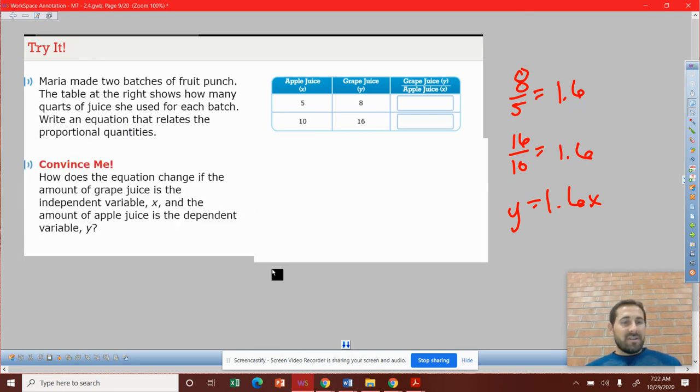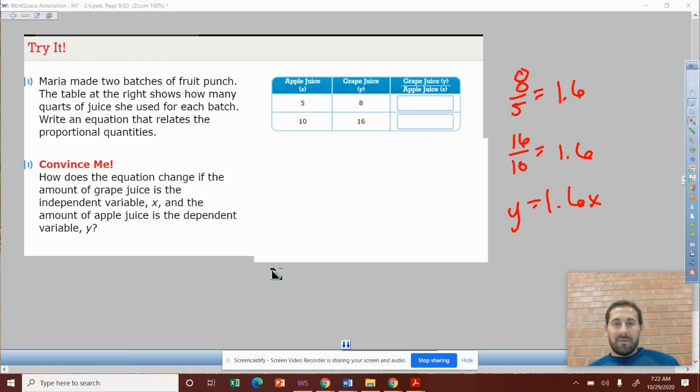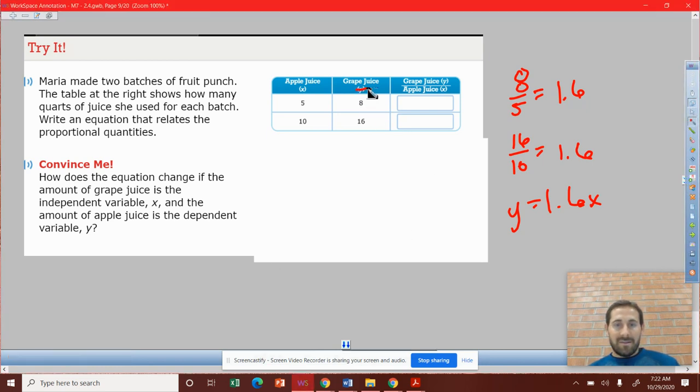So here's another question, an extension, so to speak. How does the equation change if the amount of grape juice is the independent variable x, and the amount of apple juice is the dependent variable y? So again, they're saying this is not the y, this is the x, this is not x, this is y. So we'd be switching these. We'd be creating a different fraction. It would be 5 over 8, and the other one would be 10 over 16.